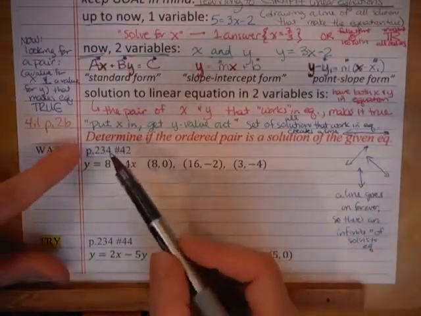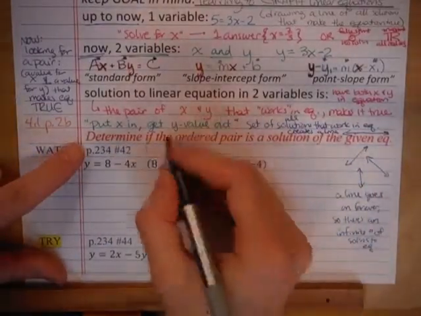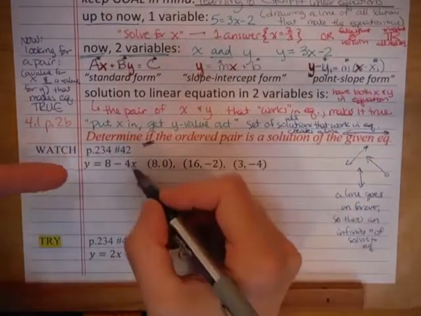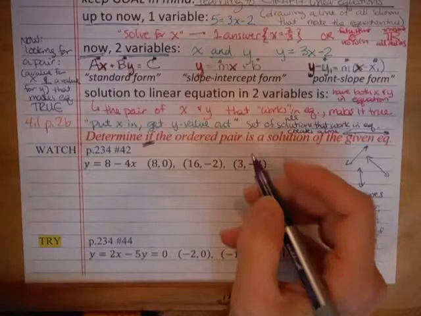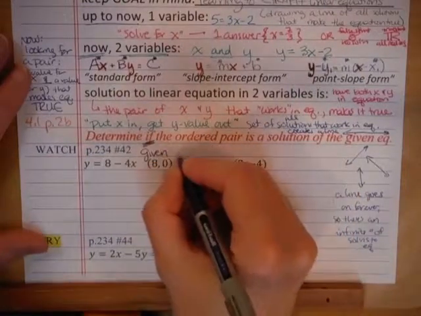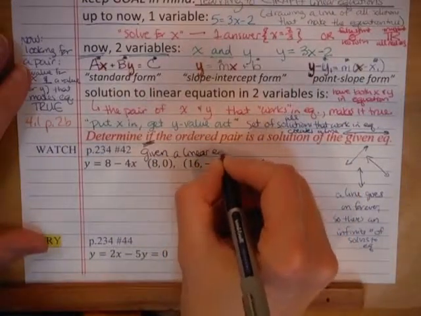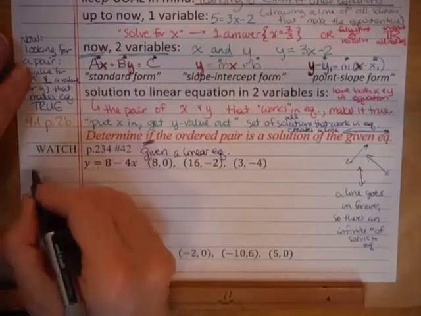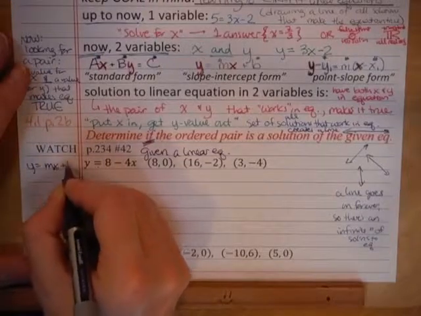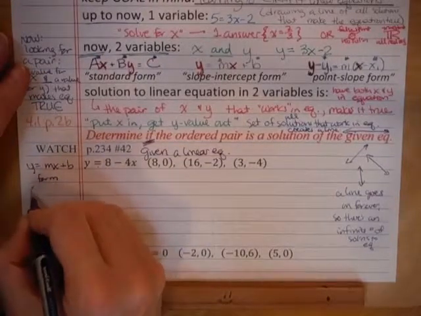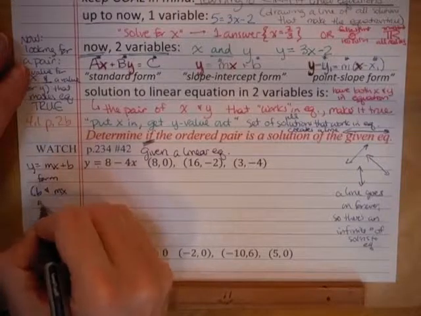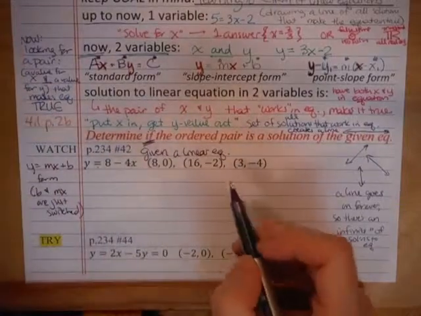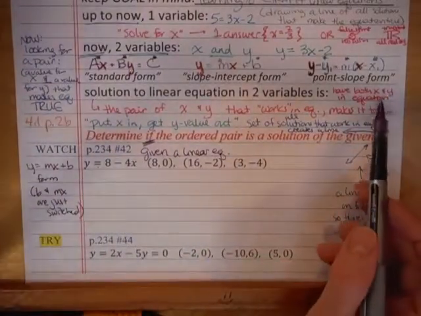However, where we're going to start is with questions that look like this. Determine if the ordered pair is a solution to the given equation. So we're going to start first with being given an equation and some solutions to try. So we're being given a linear equation. In this case, we're being given it in y equals mx plus b, so the b and the mx are just switched here. They might give it to you in standard form. They might even give it to you in point slope form.